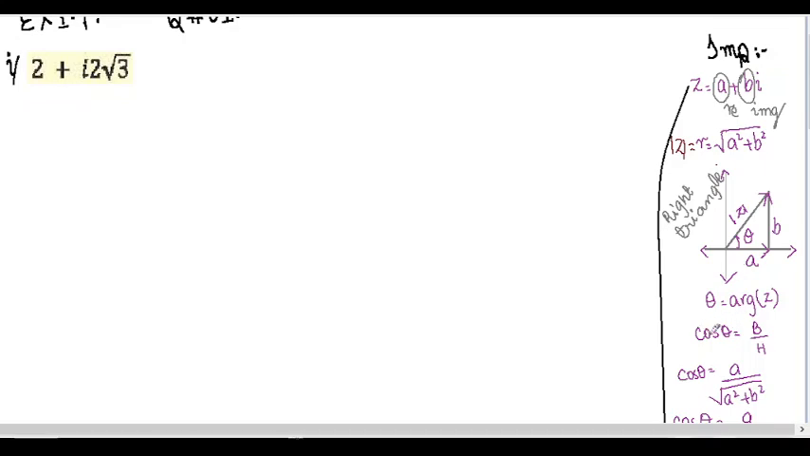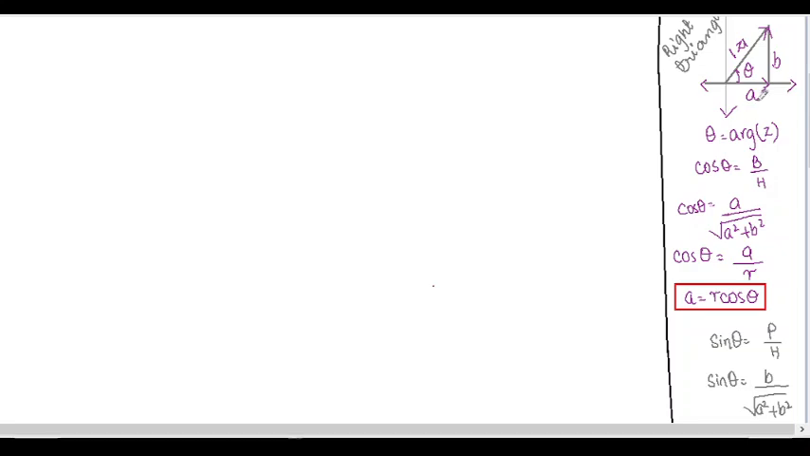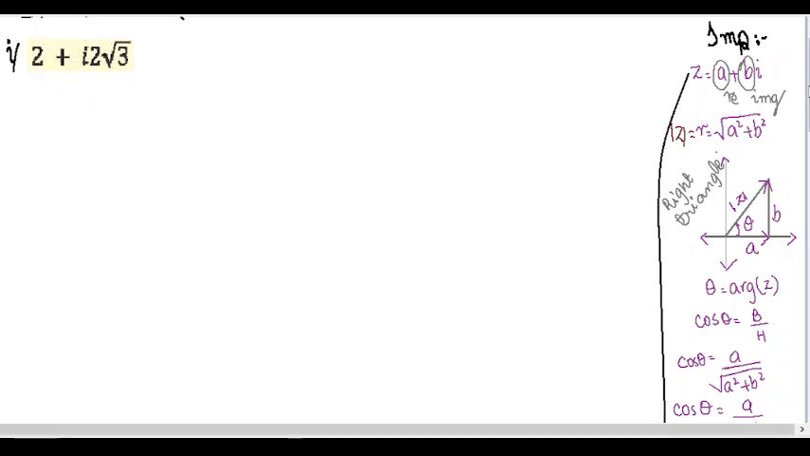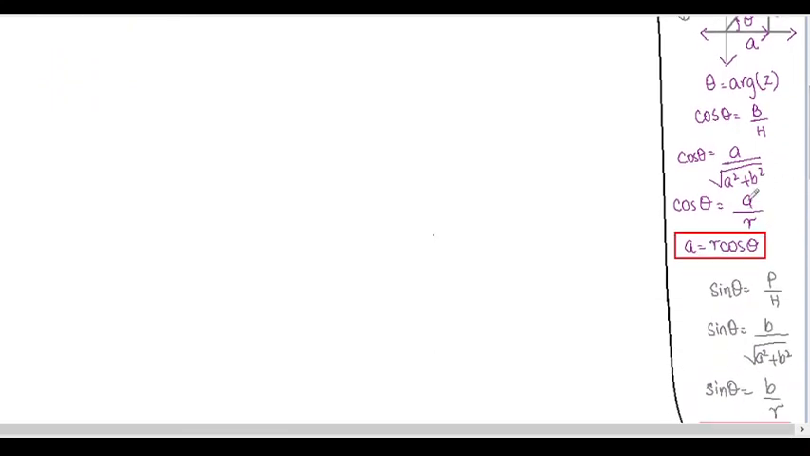Okay, then we know that cos theta equals base by hypotenuse, from the statement "some people have curly brown hair through proper brushing." So curly is for cos theta, brown is for base, and hair is for hypotenuse. Then base is A and hypotenuse is modulus of Z, which is equal to square root of A square plus B square. We know that square root of A square plus B square equals R, so we have written R in its place and it becomes A equals R cos theta.